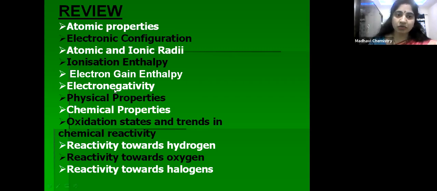Next, electronegativity. The ability of an atom to attract the bond pair of electrons towards it is called electronegativity.